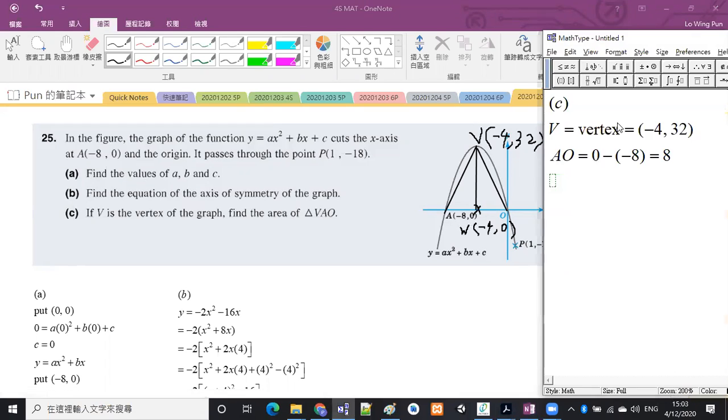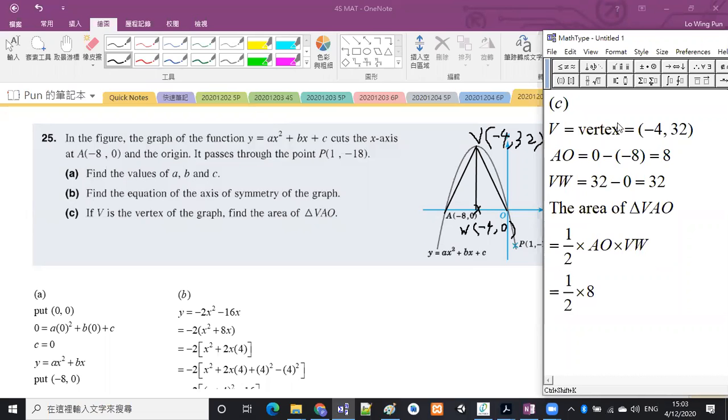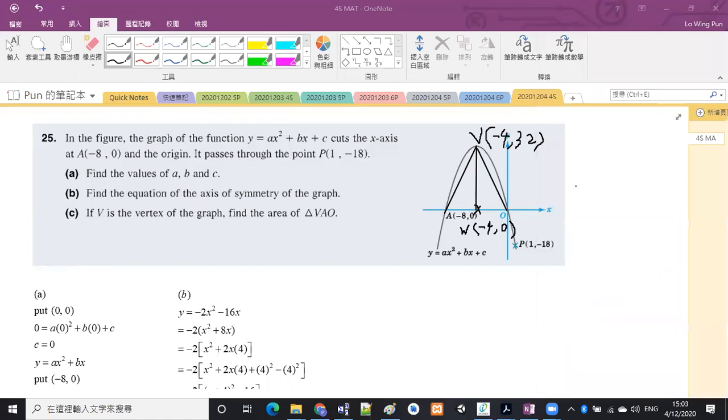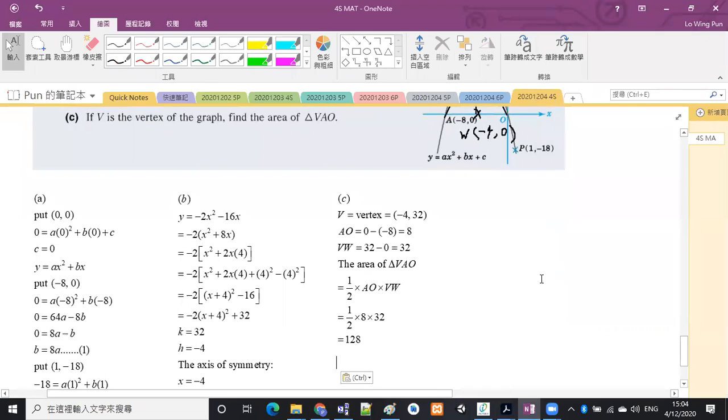Okay, so VW is equal to 32 minus 0. That is 32, which is the height of the triangle. Okay, and then therefore we can find the area of triangle VAO, which will be just equal to 1/2 times the base AO times the height VW. So that is 1/2 times 8 times 32. That should be equal to 128. Okay, so that is the answer of part C.